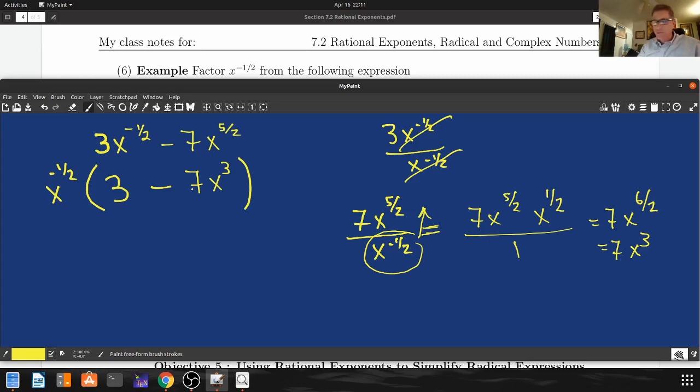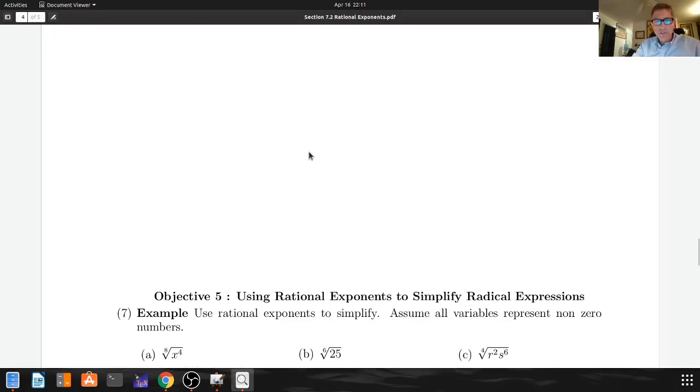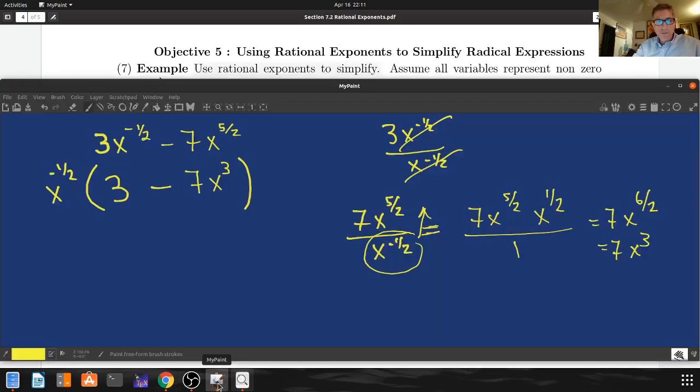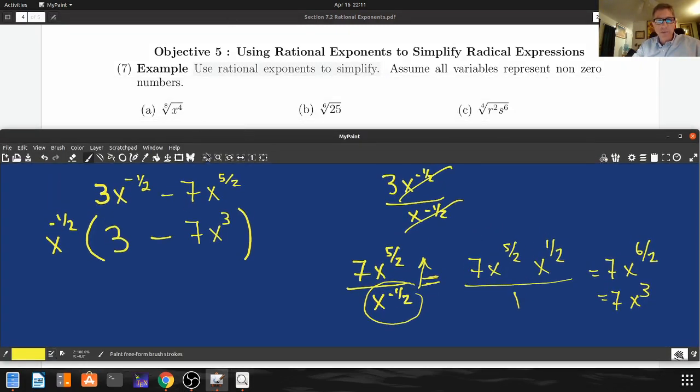So it looks like just a few more problems left. So we want to simplify radical expressions. We're going to assume all variables represent non-zero numbers, and we want to use rational exponents to simplify. So these are radical expressions, and I'm going to convert them to exponent expressions and simplify.